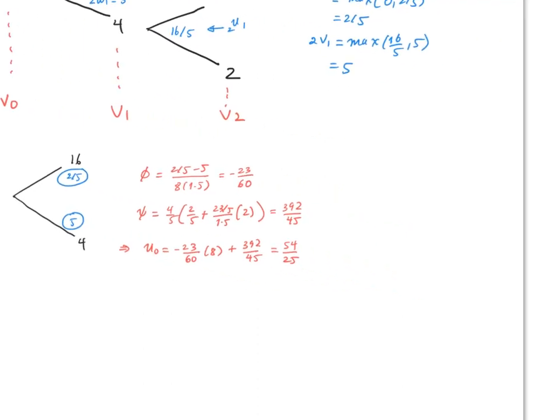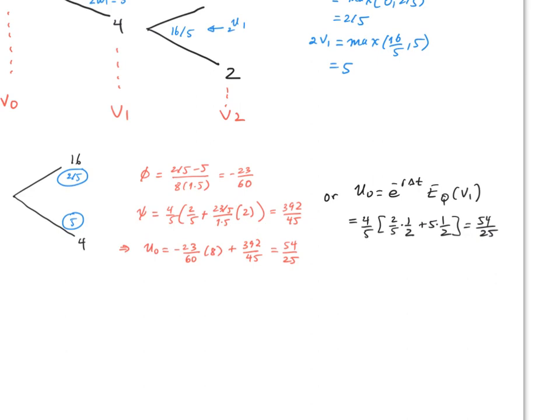Remember that you have another choice using conditional expectations. U0 will be e to the minus r delta t times the expected value with respect to q of B1, which in this case will be 4 over 5 times (2 over 5 times 1 half plus 5 times 1 half), which is 54 over 25.